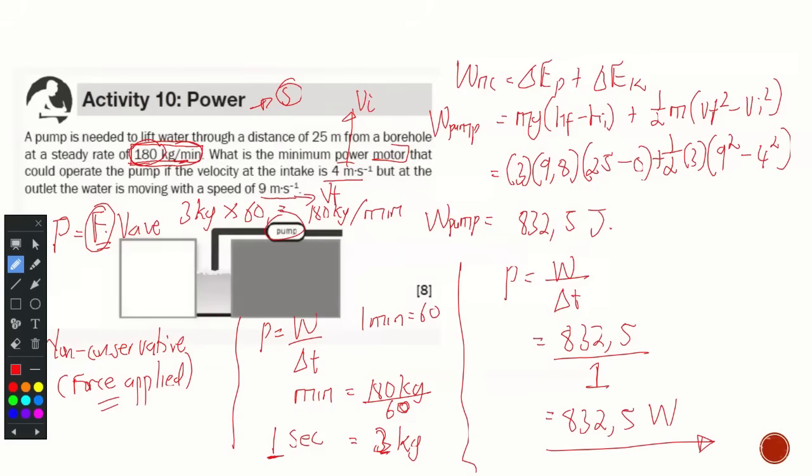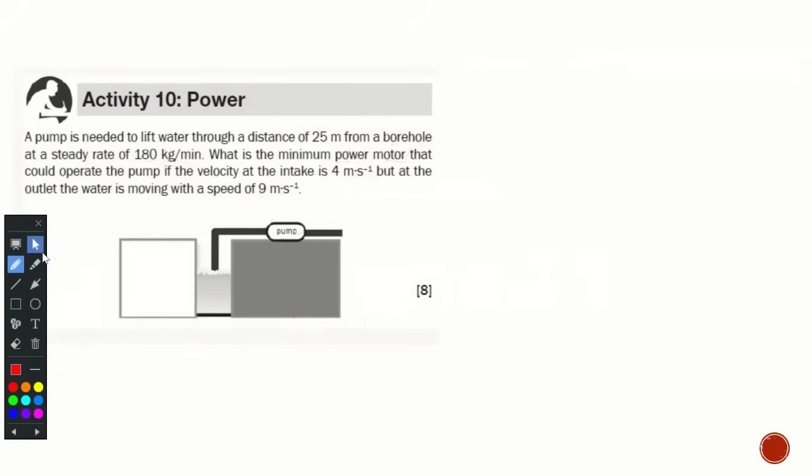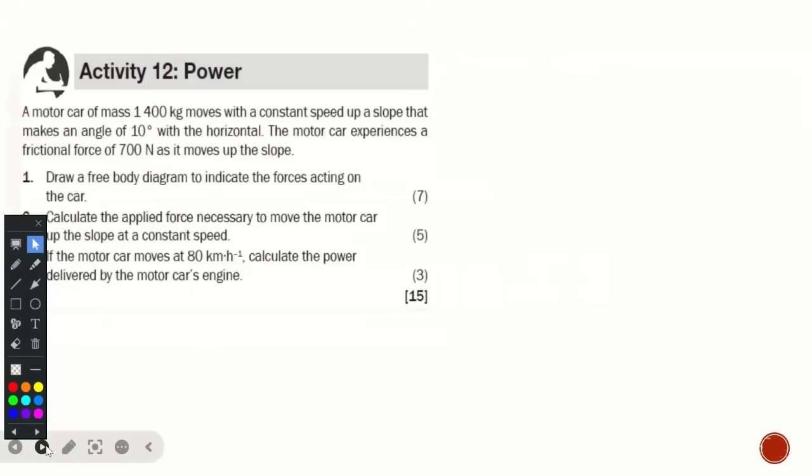So at this point, you can see the formula that we use there. You can see with power, it's just a combination of those energy principles. Starting with those energy principles, whether the W net or the WNC, that's when we're going to calculate the power. So it's more of a combination of those formulas. And then, okay, let's now look at another question.